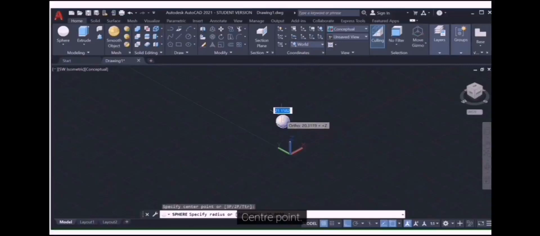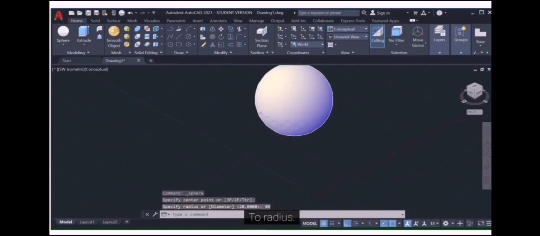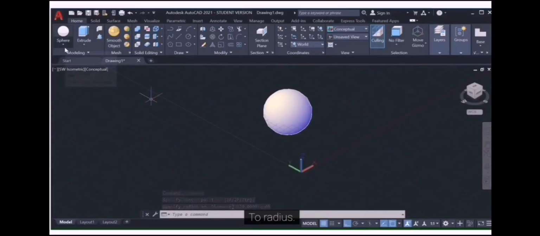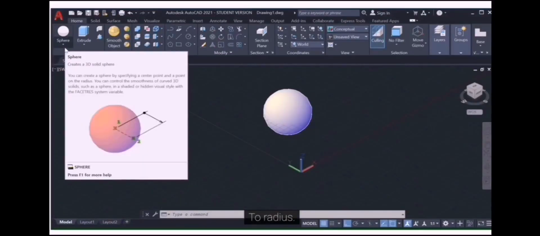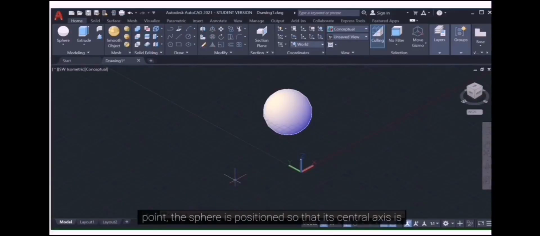Center point. The radius. Center point specifies the center point of the sphere. When you specify the center point, the sphere is positioned so that its central axis is parallel to the z-axis of the current user coordinate system. Latitudinal lines are parallel to the xy plane.